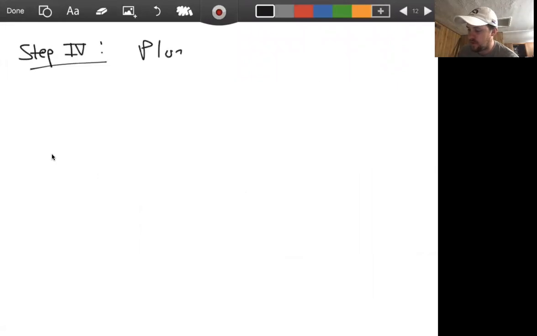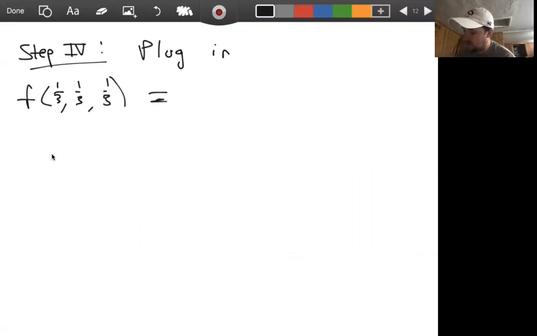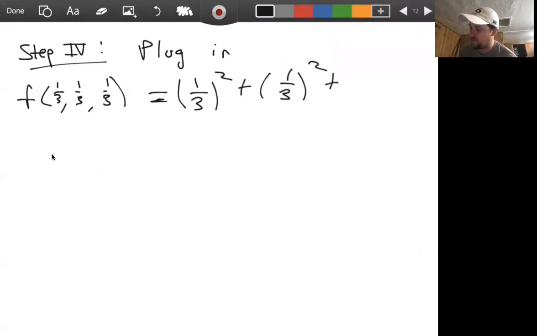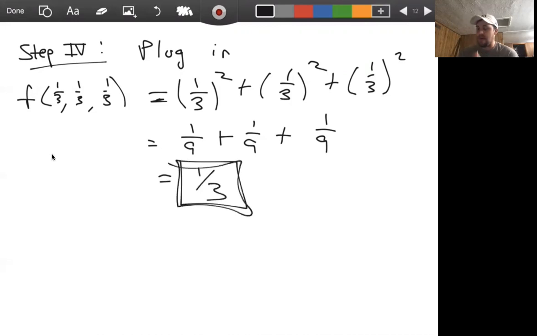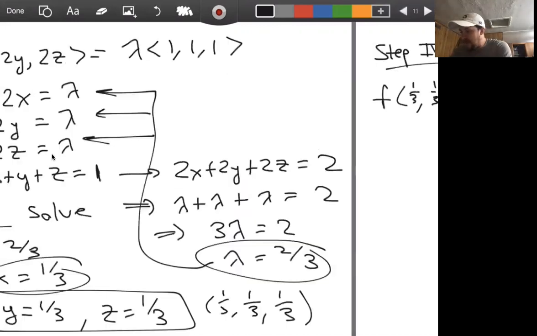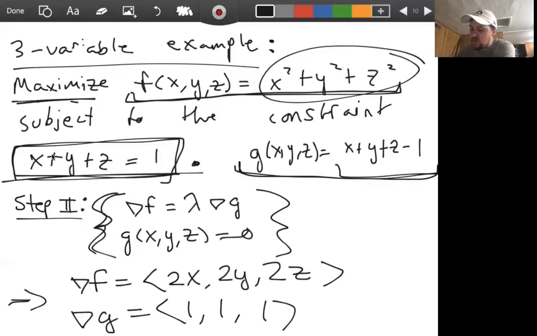Now step 4 is to plug in. And so we have f of 1/3, 1/3, 1/3 equals, well, that's 1/3 squared plus 1/3 squared plus 1/3 squared, which is 1/9 plus 1/9 plus 1/9, which is 1/3. And so this is our maximum value of f given the constraint x plus y plus z equals 1.